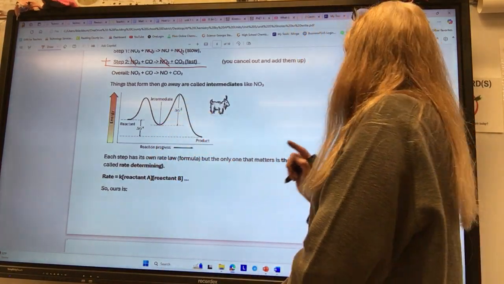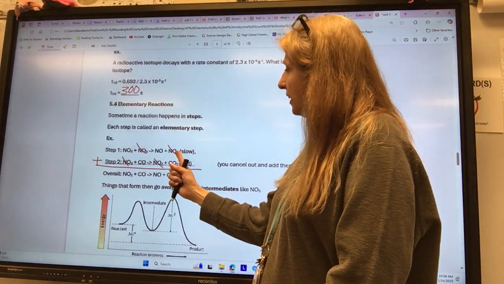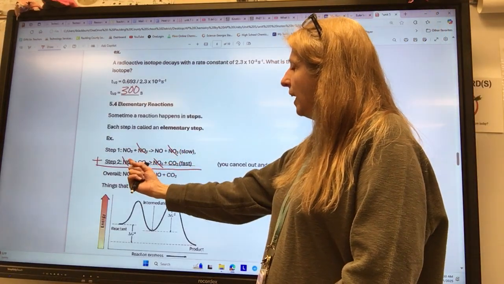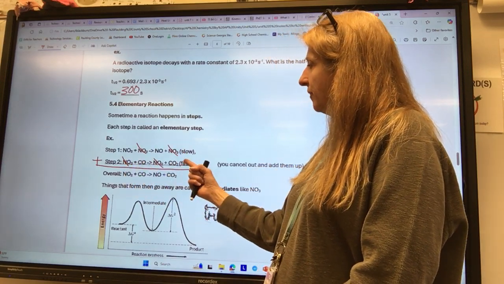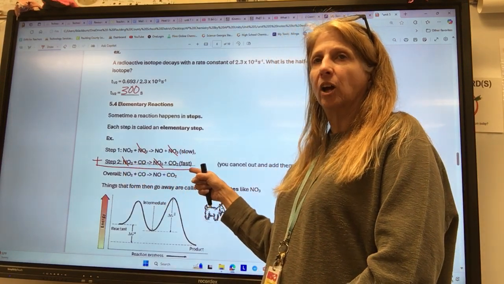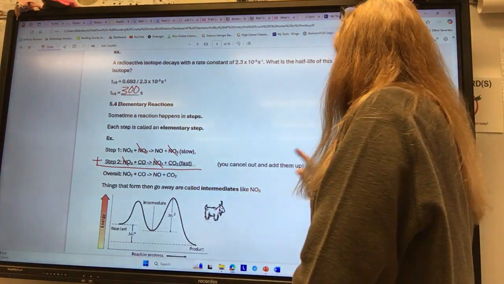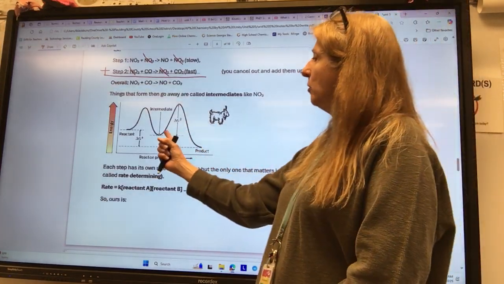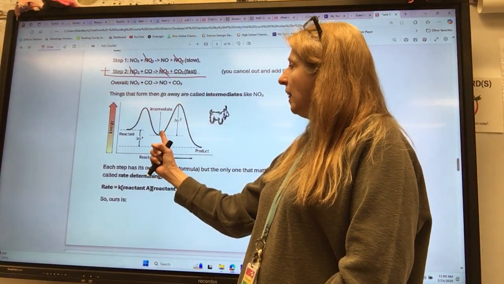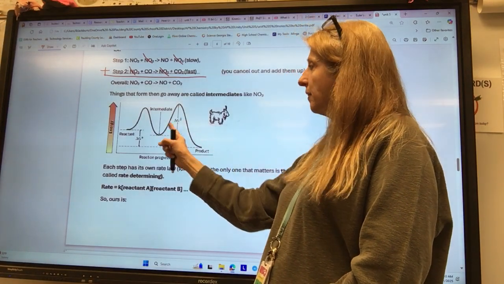Things that are formed and then go away. So look at this. Do you see how NO3 was made in step 1, and then it was used up in step 2 and went away and is not in the overall equation? Can everybody see that here? That it has a special name. It's called an intermediate. It is a stable little thing that lasts for a little bit and then it goes away. Okay, so there's our intermediate.